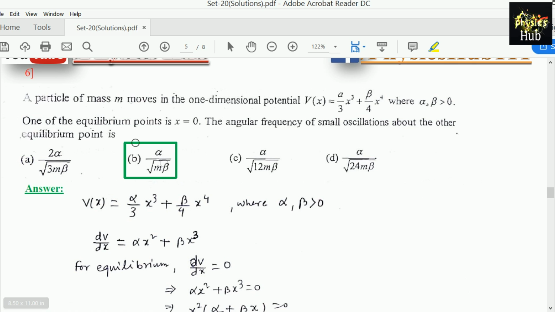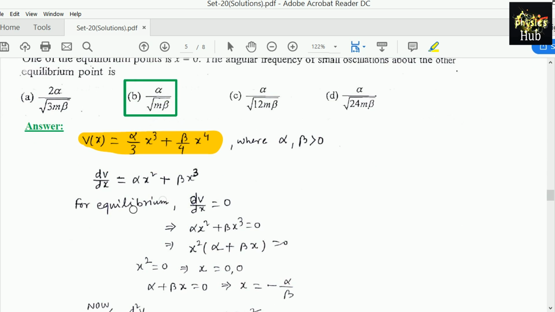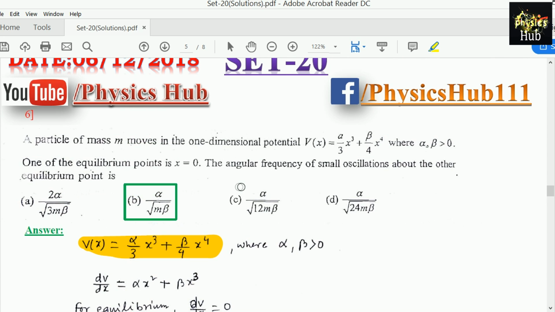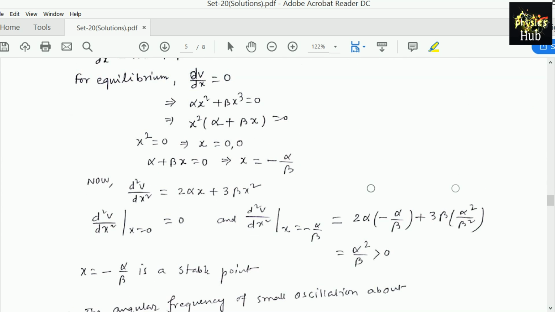Okay, so the potential is given like this. Therefore dV/dx equals alpha x square plus beta x cube. Now for equilibrium we know that dV/dx equals 0, so we get 2 and 3 equilibrium points. Now they want us to find the angular frequency about the other equilibrium point, other than 0. So we got 0, 0, and the other one is minus alpha by beta. As you can see it is coming 0, that's why they have excluded it.